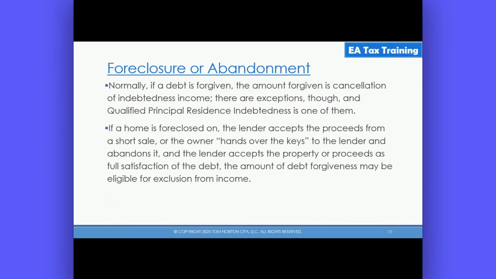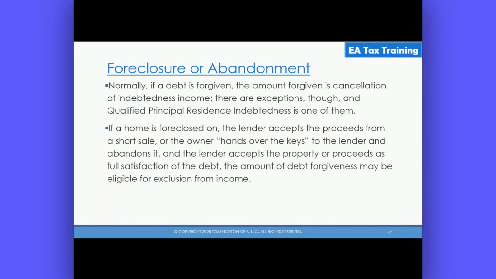Foreclosure or abandonment. Normally, as we said in the previous video, if a debt is forgiven, the amount forgiven is cancellation of indebtedness income. But there were some exceptions, if you'll remember. And one of those is if it is qualified principal residence indebtedness, then it is not included in your income. If a home is foreclosed on, the lender accepts the proceeds from a short sale, or the owner just hands over the keys to the lender and abandons it, and the lender accepts the property as full satisfaction of the debt, then the amount of debt forgiveness may be eligible for exclusion from income.